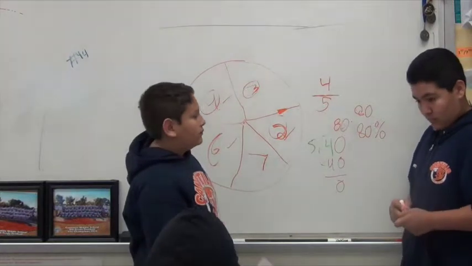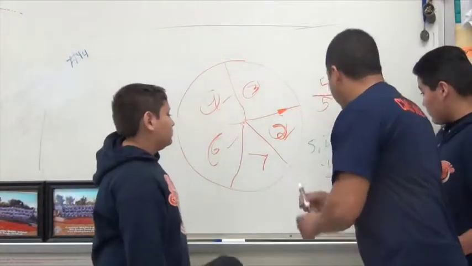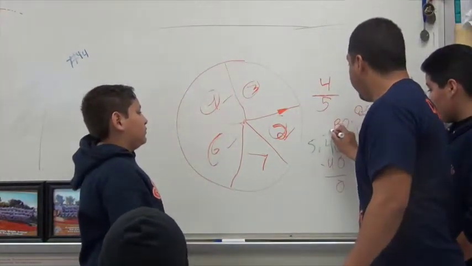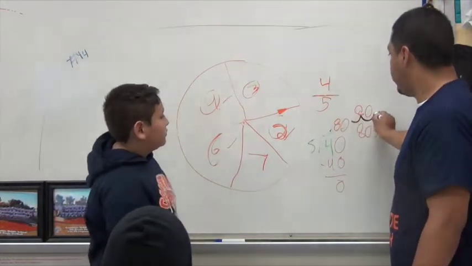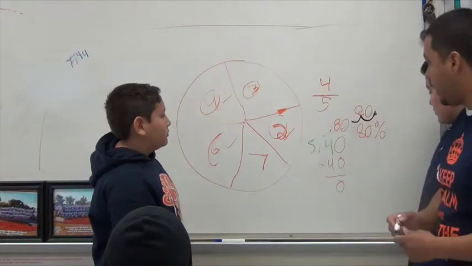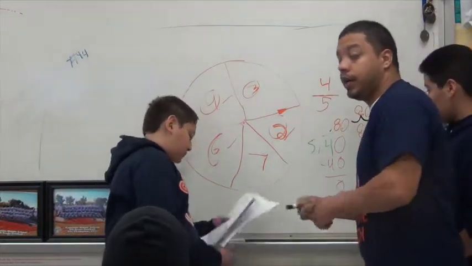So if you notice here, his answer was 0.80. So after the 0.80, all he did was 1 swing, 2 swings, and ended up at 80%. And that's how you turn a decimal into a percent.